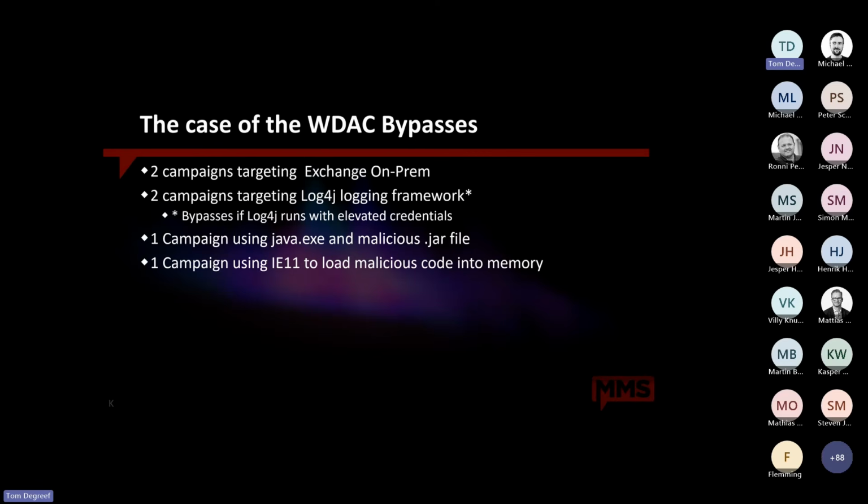Some of them target the popular Java Log4j framework, which was in the news, I think last year, when there was a lot of fuss about the Log4j bypass and people abusing it. So if you have the Log4j framework in one of your Java tools, and that Log4j runs with elevated credentials, that could be used as a bypass for WDAC. Again, something we could not assess before, since we don't know how your environment would be configured. Another one uses Java and malicious jar files. So if you have Java running and somebody is able to get a bad jar file on your system, that could be used as a bypass.